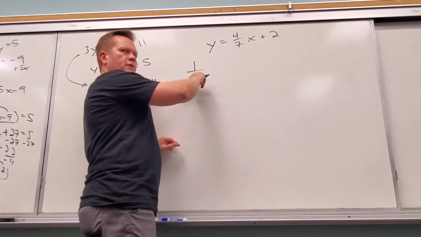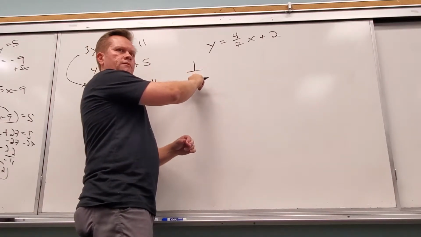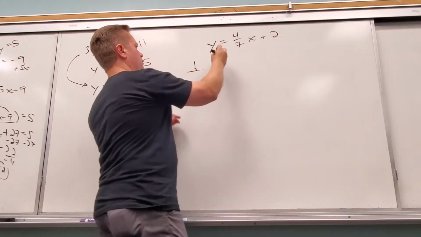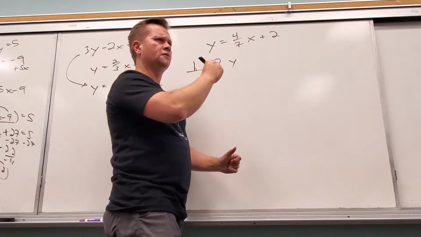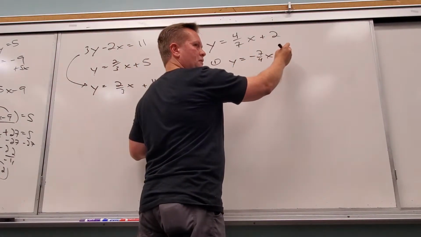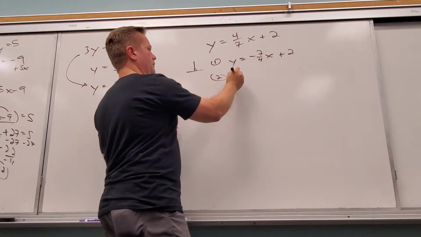I don't know if I've written this up here myself. I know the book's got this. This is the symbol for perpendicular. Makes sense, a nice little right triangle, right angle. So what's one possibility? Anybody write one down? Negative 7 fourths x plus 2, I like it. And somebody else get something different?